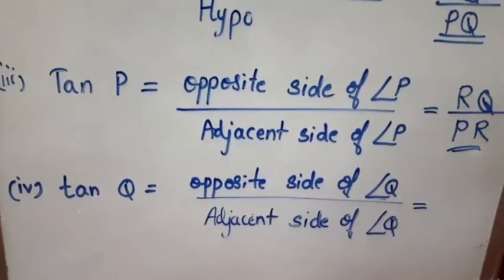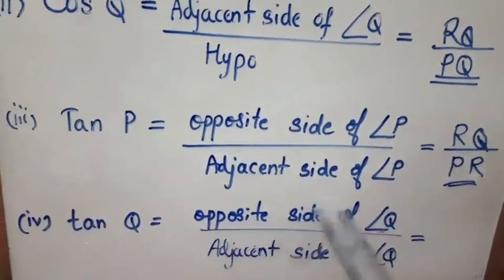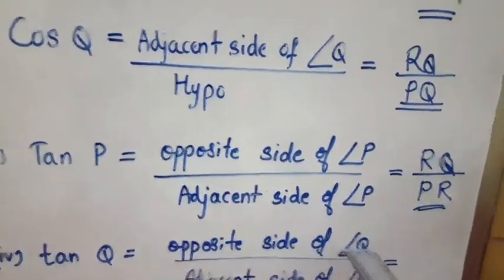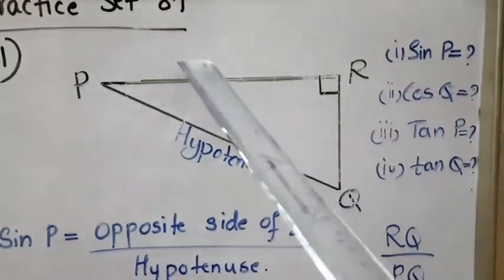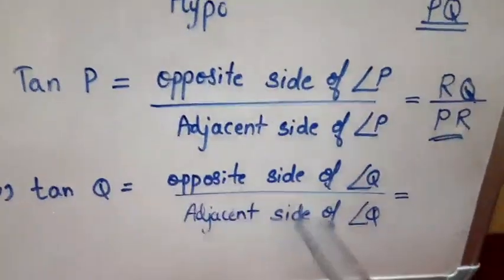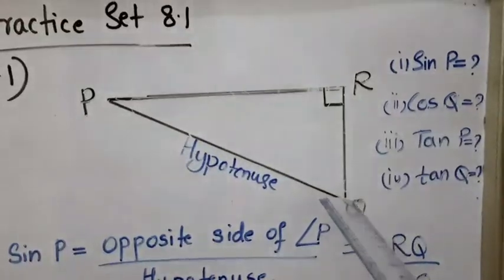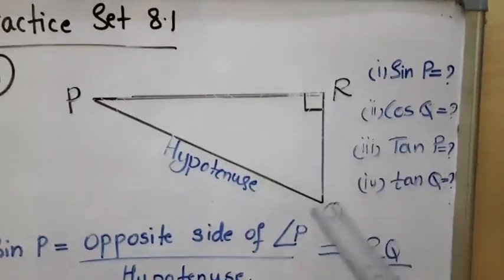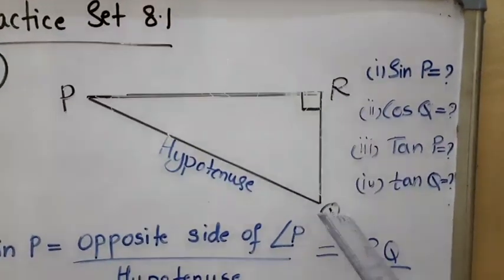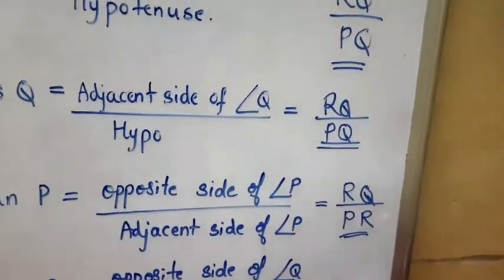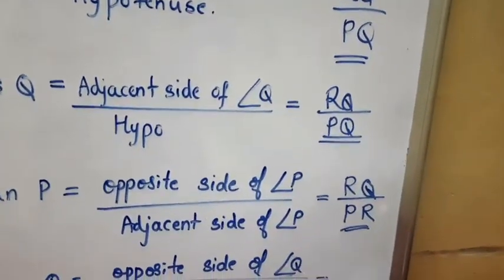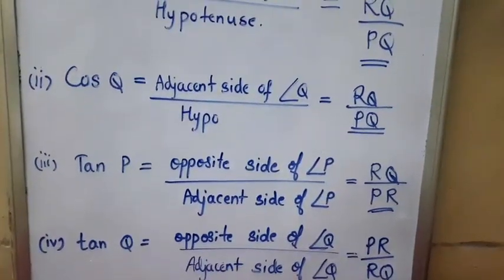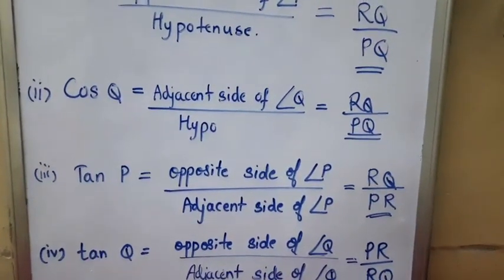Last one we have tan ratio, tan Q. Opposite side of angle Q upon adjacent side of angle Q. Now we have to see which is the opposite side of angle Q. Let's take angle Q. Opposite side is PR. Then we have the adjacent side of angle Q. This is the opposite side, this is the hypotenuse, then the third side which is left is RQ. Therefore this is the adjacent side. So what you will write? Opposite side of angle Q, PR upon RQ. So this is your final answer. In this way you have to solve all other questions.